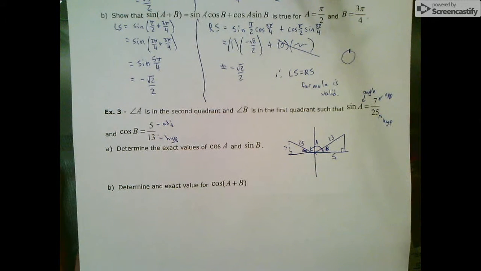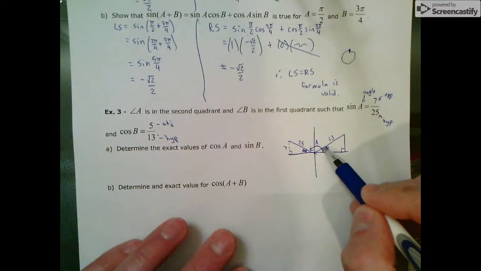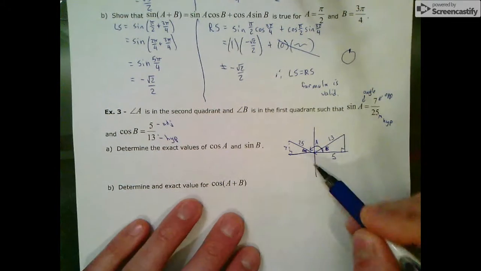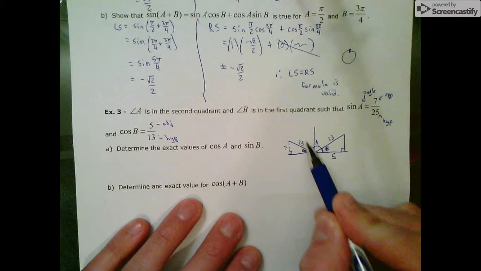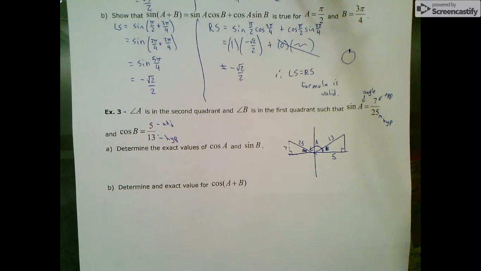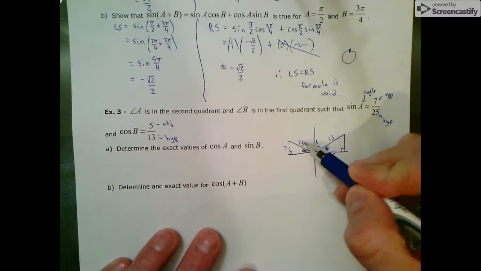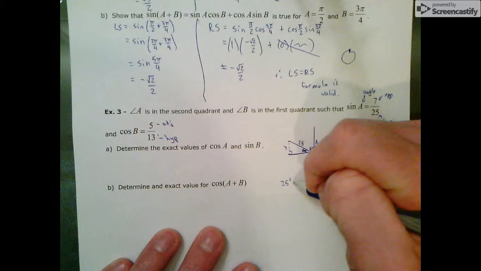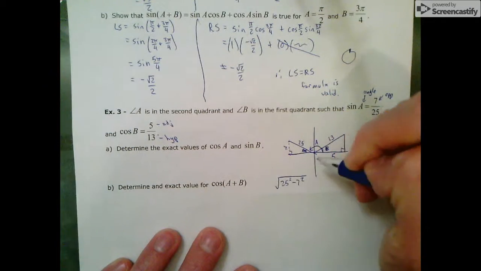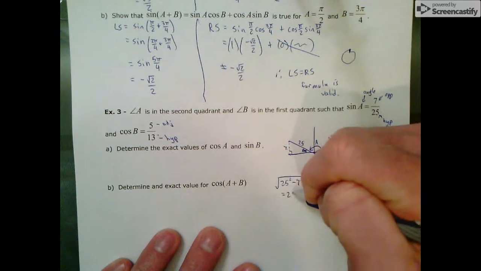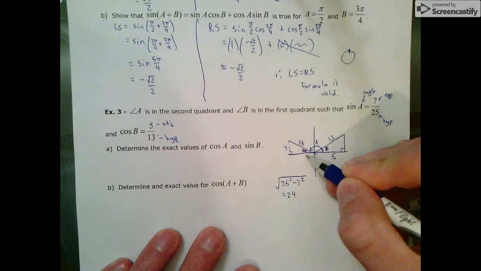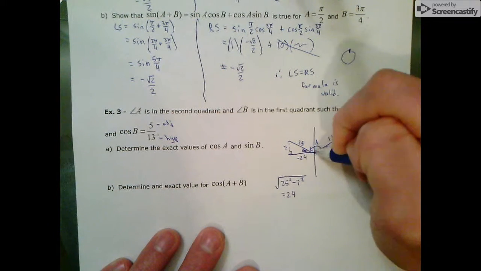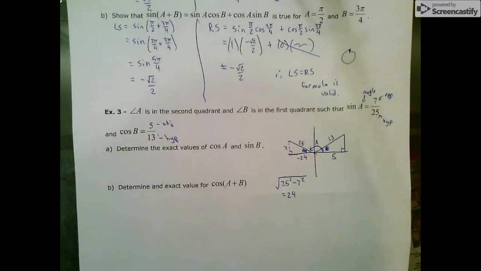Now, if I want to find the cos of A, the cos of A is going to be its adjacent side over its hypotenuse. Okay, well, I can do that. I can use Pythagorean theorem in this triangle. So 25 squared minus 7 squared, all square rooted, gives me 24. Since it's in the second quadrant, though, it's going to be negative 24. So we can see it's going that way horizontally.